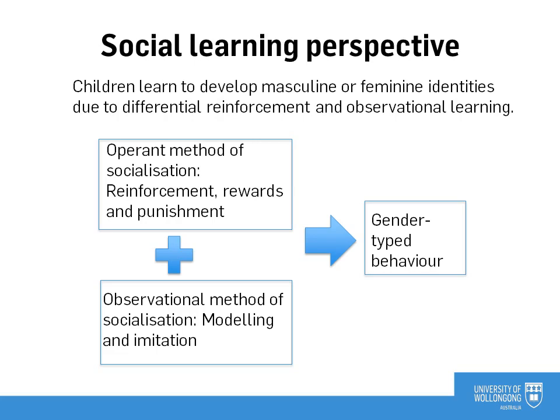So those influences that come from the operant method of socialization, with gender-conforming types of behaviors being reinforced and rewarded, non-conforming behaviors being punished, in combination with seeing people who are acting in ways that are conforming with gender expectations and gender norms, the social learning perspective says that's how we learn gender-typed behaviors. That's how we learn what it means to act like a male or a female in a particular society.